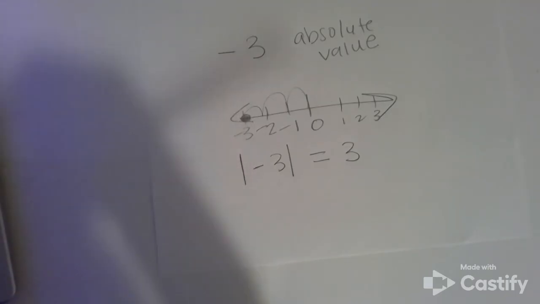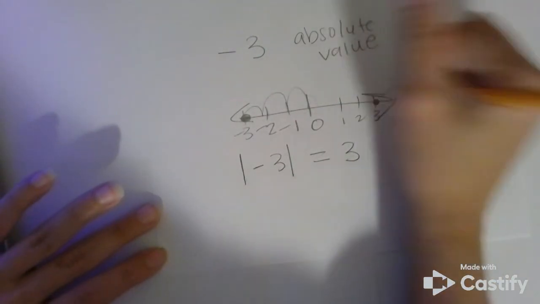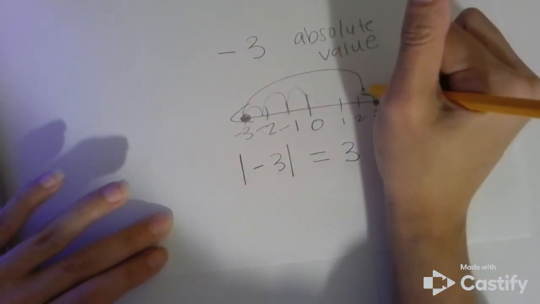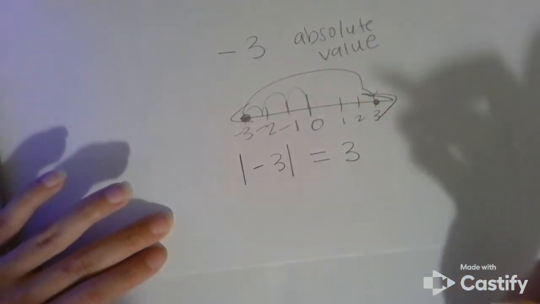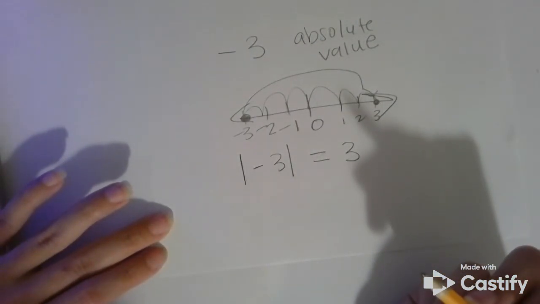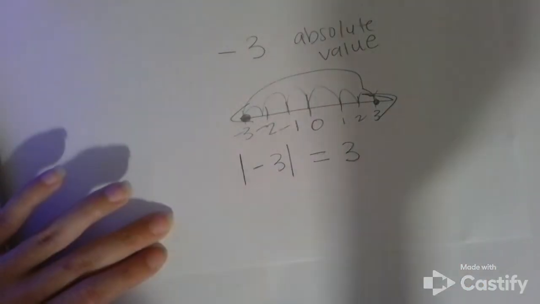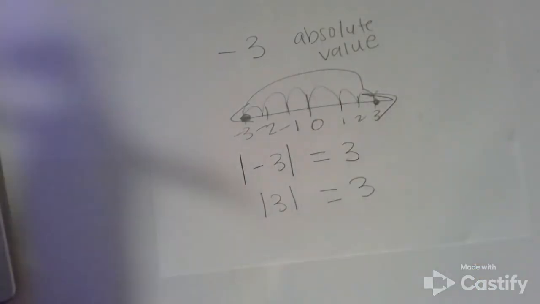So there's another number that has the same absolute value, the opposite. The opposite of -3 is going to have the same absolute value as it. They share it, because 3 is also 3 spots away from 0. It's just in the other direction. So the absolute value of 3 is 3.